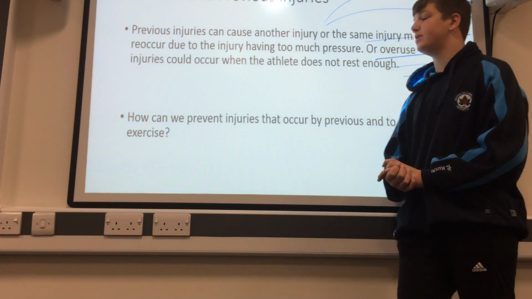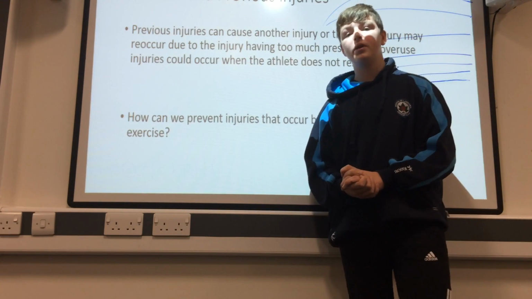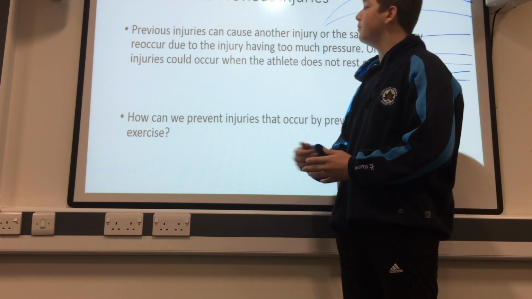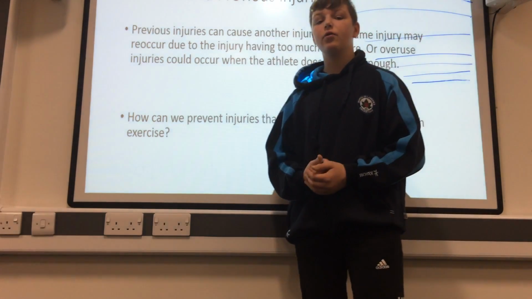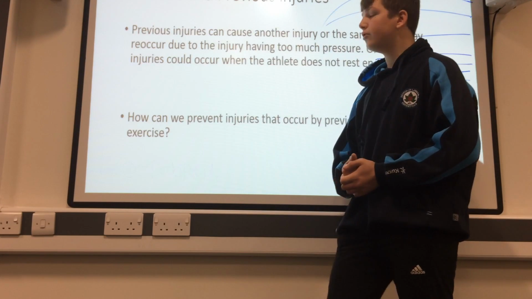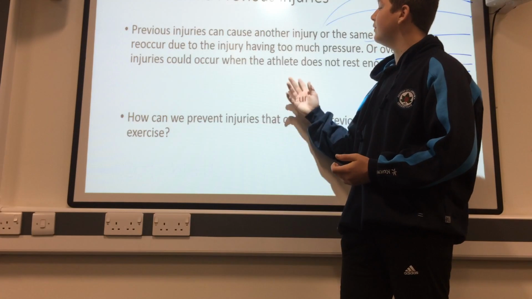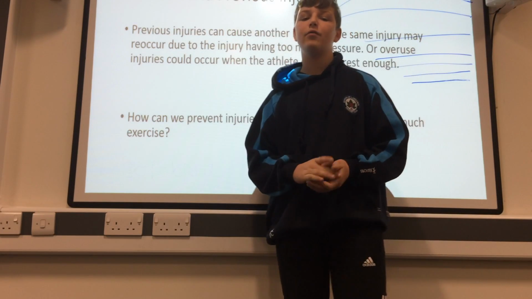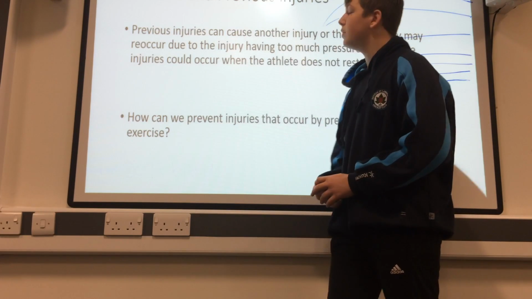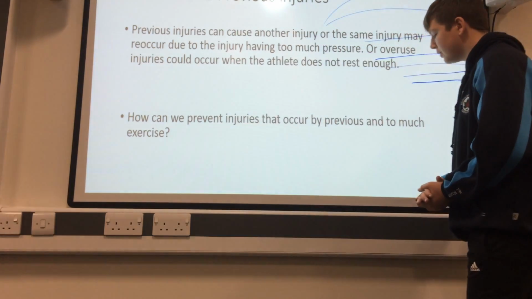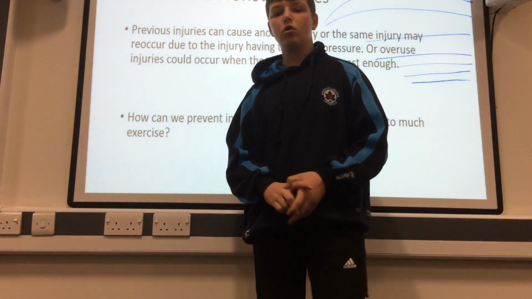Overuse and previous injuries. Now, this is extremely important when you're taking it into sport, as you want to make sure that you are not putting yourself through too much, which is overuse. So you want to make sure that you have the right amount of time to rest. And previous injuries, you want to take into effect, if you've ever, say, fractured your tibia, that it's not going to happen again. How can we prevent injuries that occur during exercise?